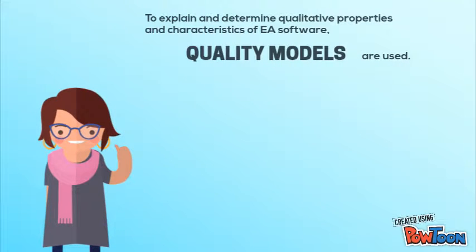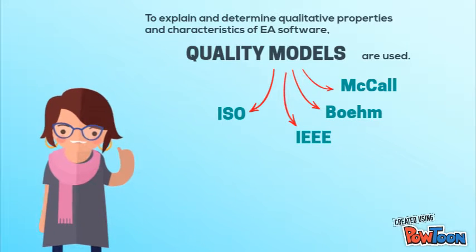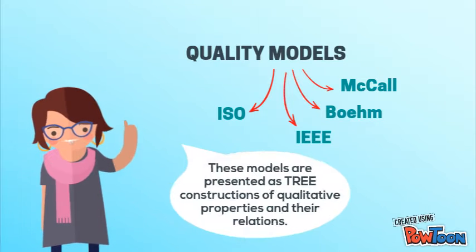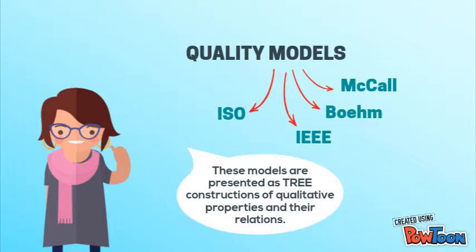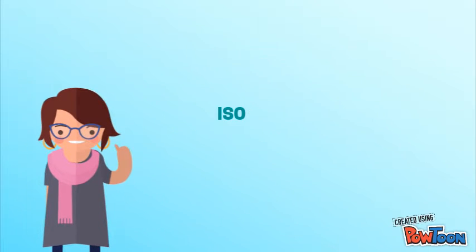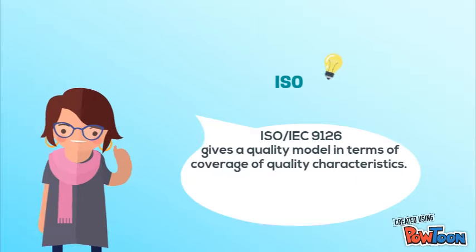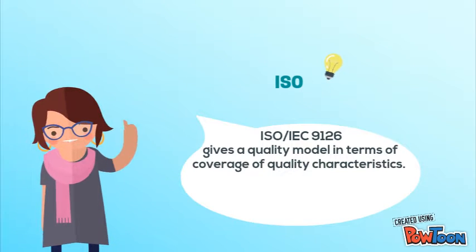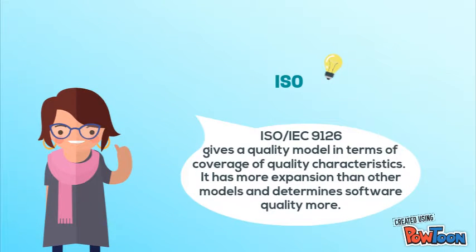Quality models are used to explain and determine qualitative properties and the characteristics of EA software. And here are some examples of the quality models. These models are presented as three constructions of qualitative properties and their relations. Let's have a look at the ISO IEC 9126. It gives a quality model in terms of coverage of quality characteristics. It has more expansion than other models and determines software quality more.